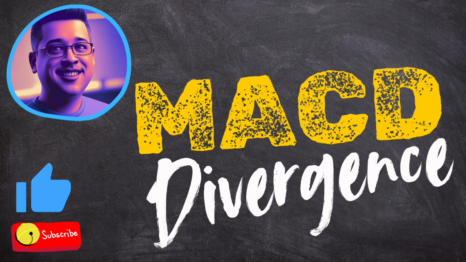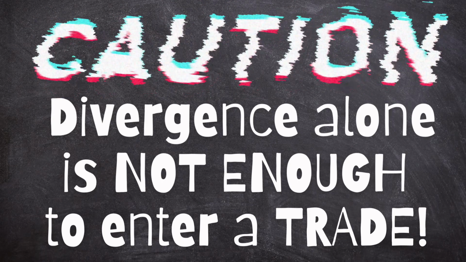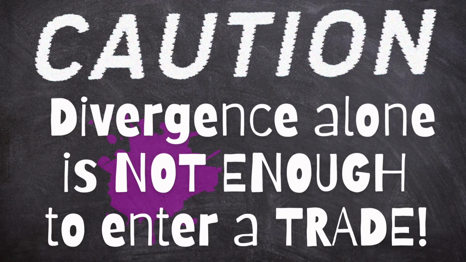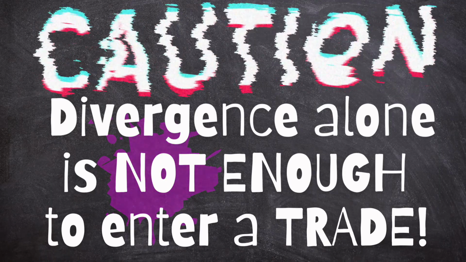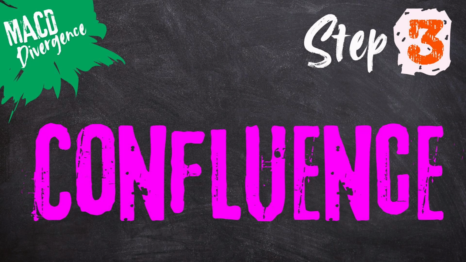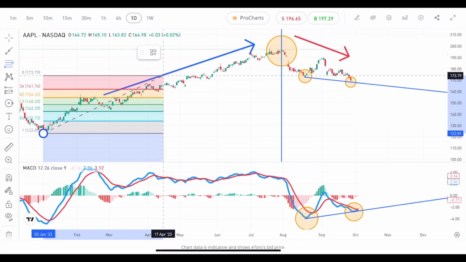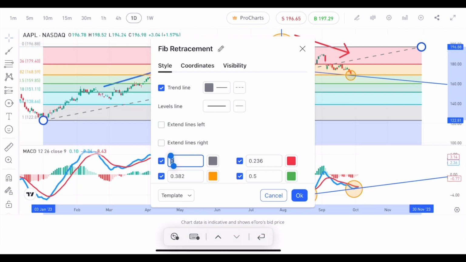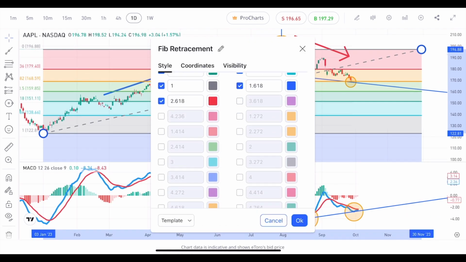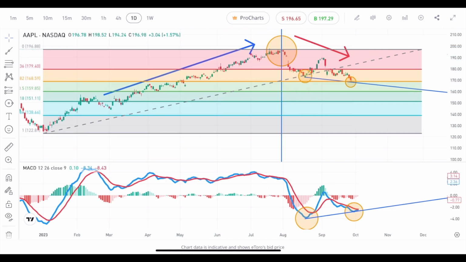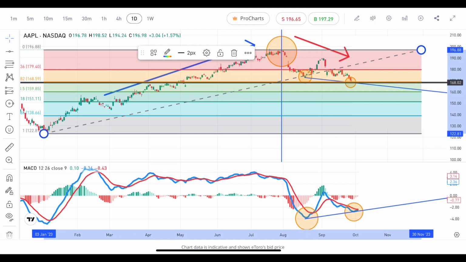But our setup is far from over. People often make this mistake when they spot a divergence and enter a trade. A divergence on its own can be misleading, so we need confluence. First, let's draw a Fibonacci retracement from the swing low in early '23 up to the peak in late '23. I can see that this second price low is happening right around the 38.2 retracement zone, which is typically a strong support zone in trending markets.